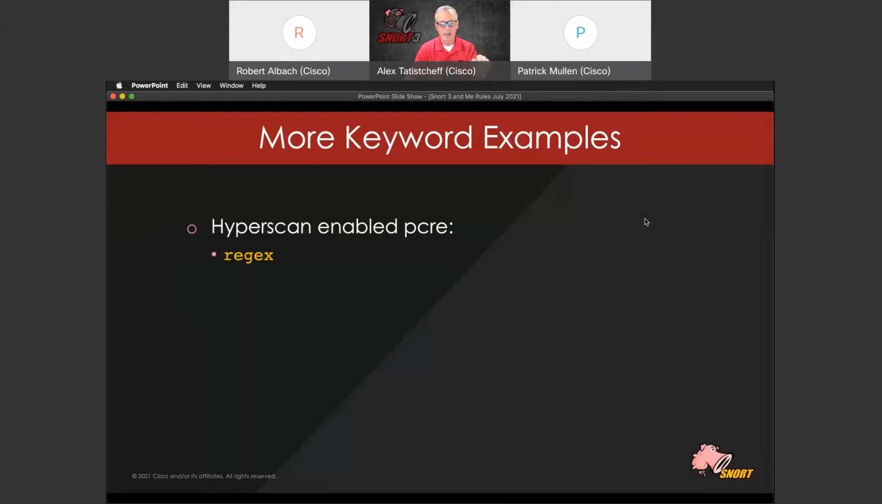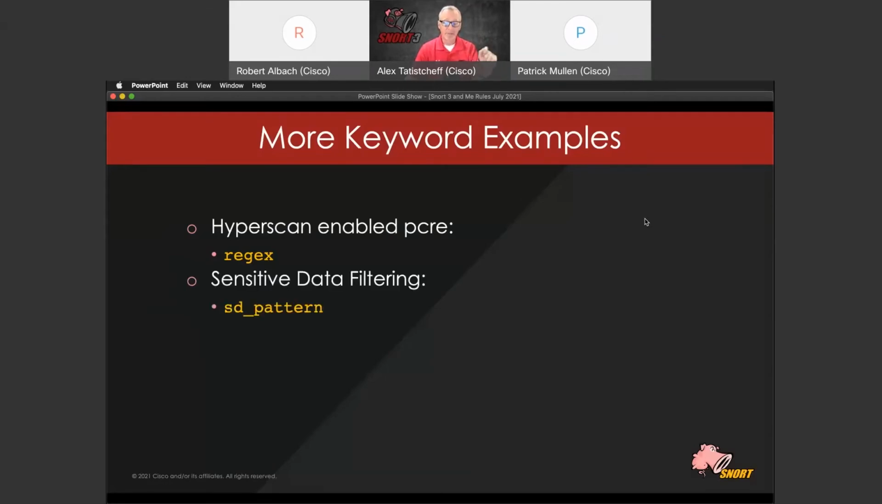And it uses the Hyperscan engine, which is our library, which is available on an Intel processor. So if you compile Snort with this Hyperscan support and you run it on a Hyperscan supported processor, Intel based, you will gain some performance enhancements by using the regex keyword. And we'll talk more about that coming up.